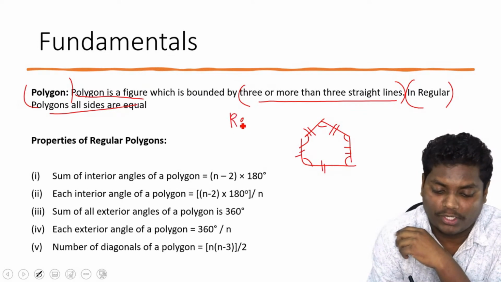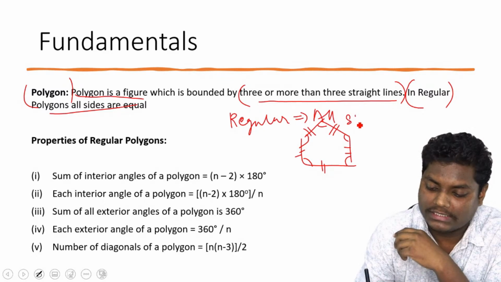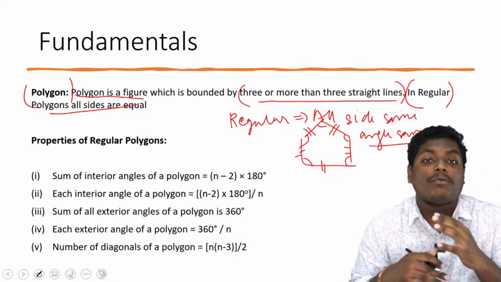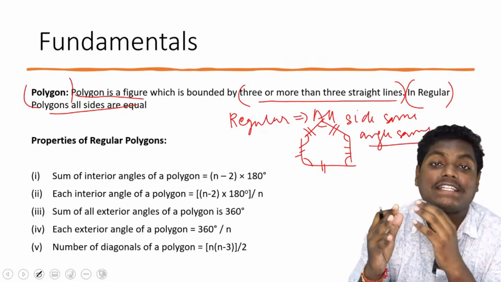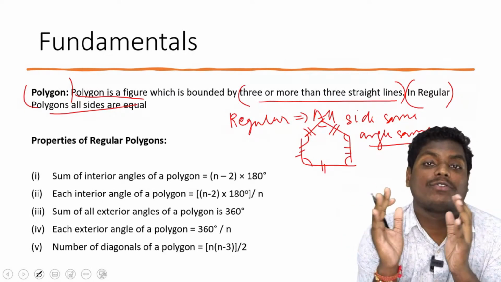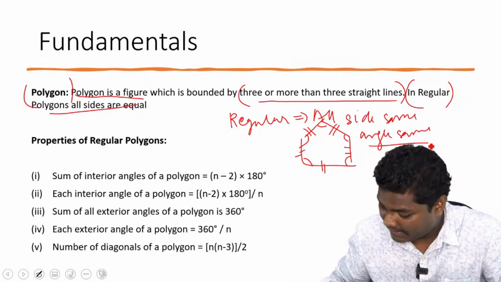For a regular polygon, all sides are the same and all angles are the same. This is important. Just the reverse is true for the irregular polygon. As the name suggests, the sides and the angles of this polygon will not be the same. So that's what we need to consider when we are considering a regular polygon and an irregular polygon.